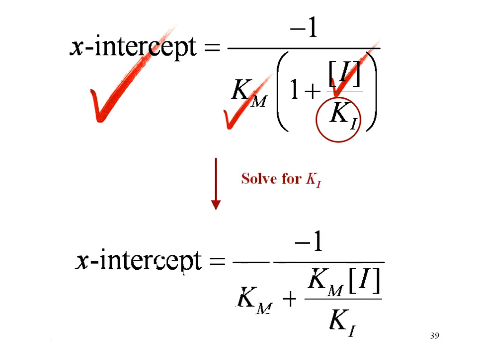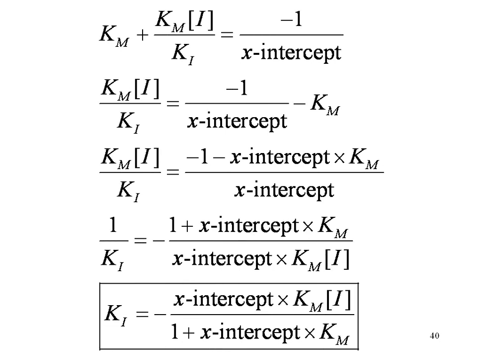So solve for Ki, and I do it here in detailed steps. At the end, when you solve for Ki, you obtain that the dissociation constant of the enzyme inhibitor complex is minus the x-intercept multiplied by the Km multiplied by the inhibitor concentration, over 1 plus the x-intercept times Km, where the x-intercept is the intercept with the inhibitor.